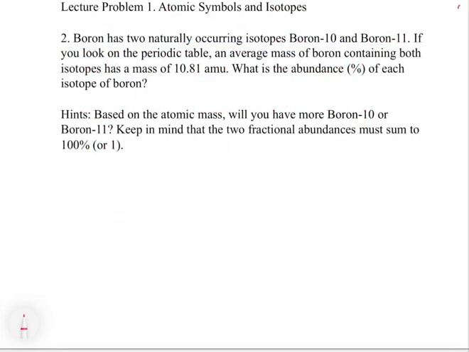Okay, so in this lecture problem, we're going to look at going in the reverse direction. We're going to get an average atomic mass, and we're going to be asked to come up with the fractional abundances for 2 different isotopes that are built in.